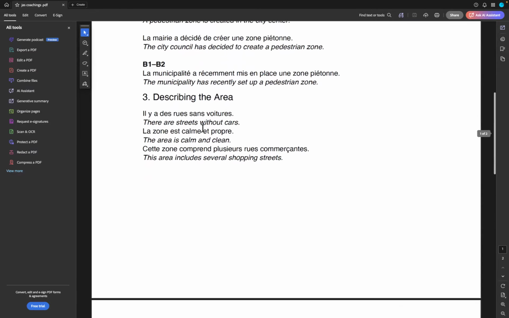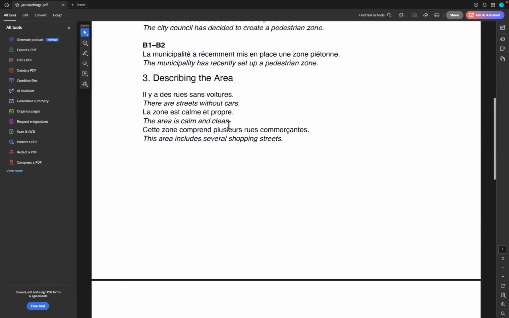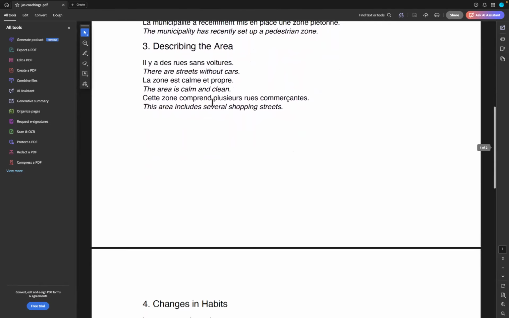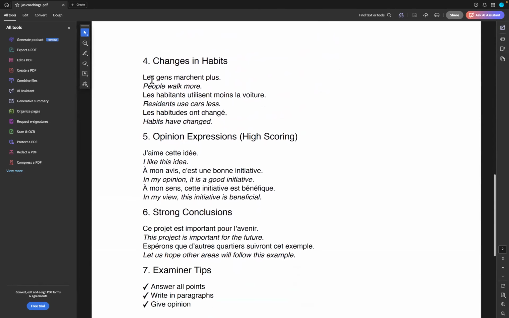Okay, now you have to describe the area. Il y a des rues sans voiture. These are the streets without cars. La zone est calme et propre. The area is calm and clean. Cette zone comprend plusieurs rues commerçantes. Like this area includes several shopping streets that make it a principal road. Okay, what are the changes in habits now? Les gens marchent plus, people started walking more, les habitants utilisent moins la voiture, residents have used fewer cars, les habitudes ont changé, the habits have now changed.